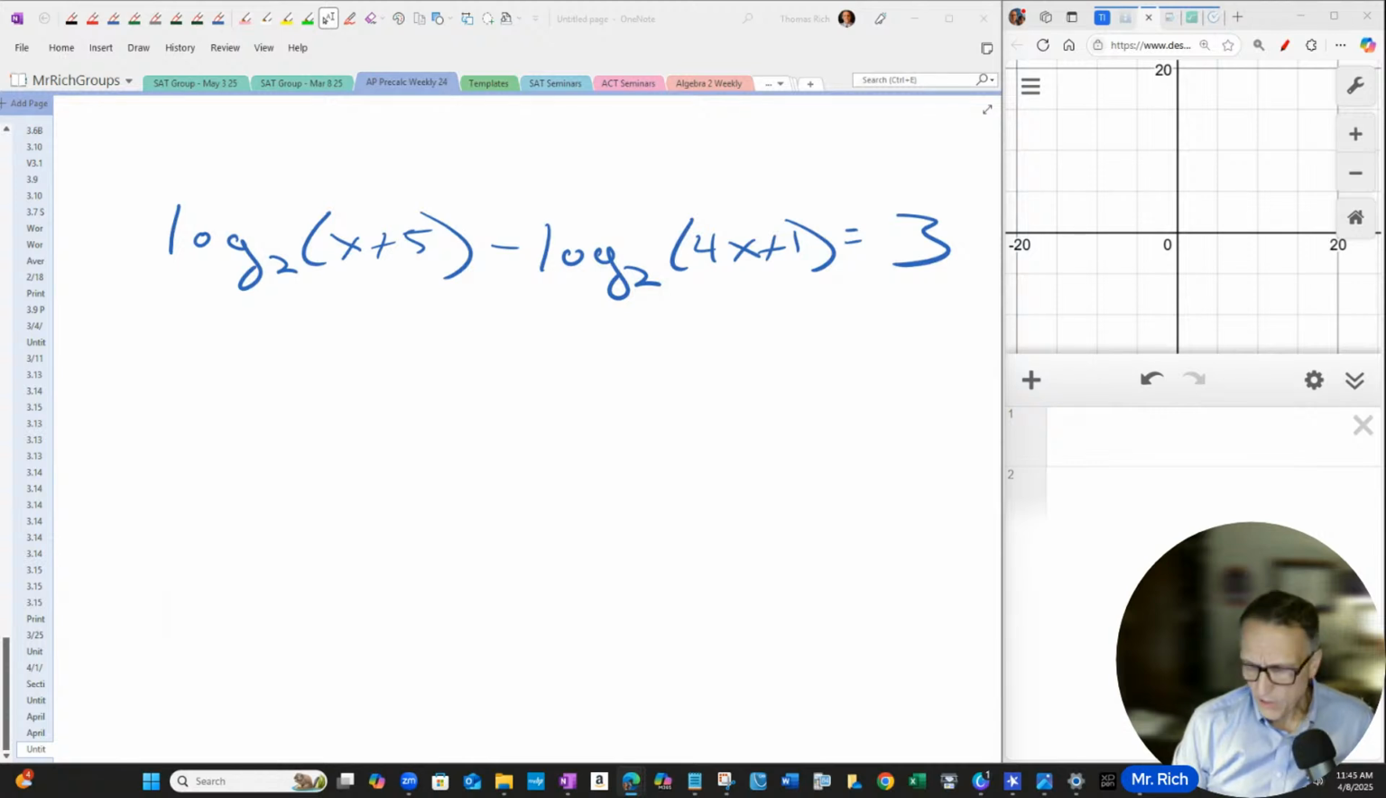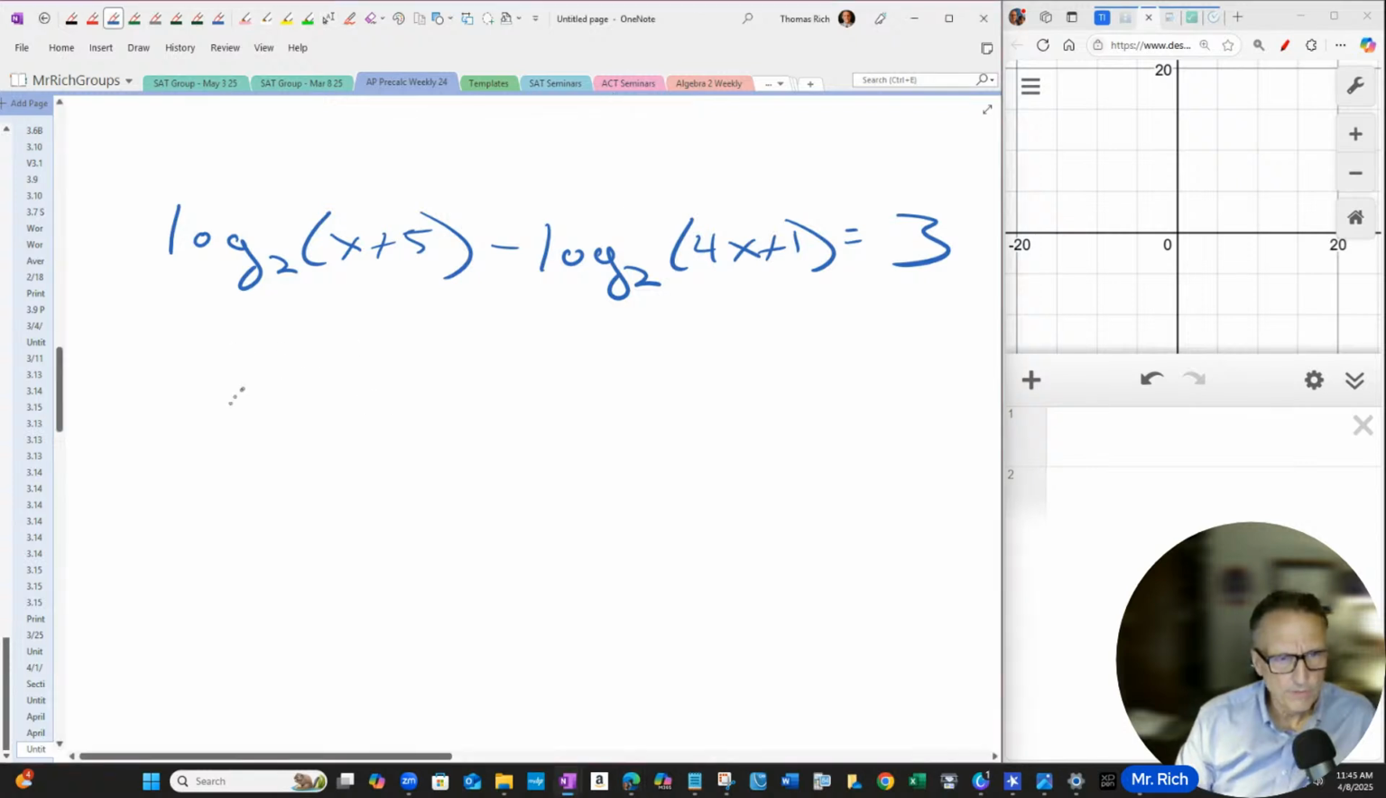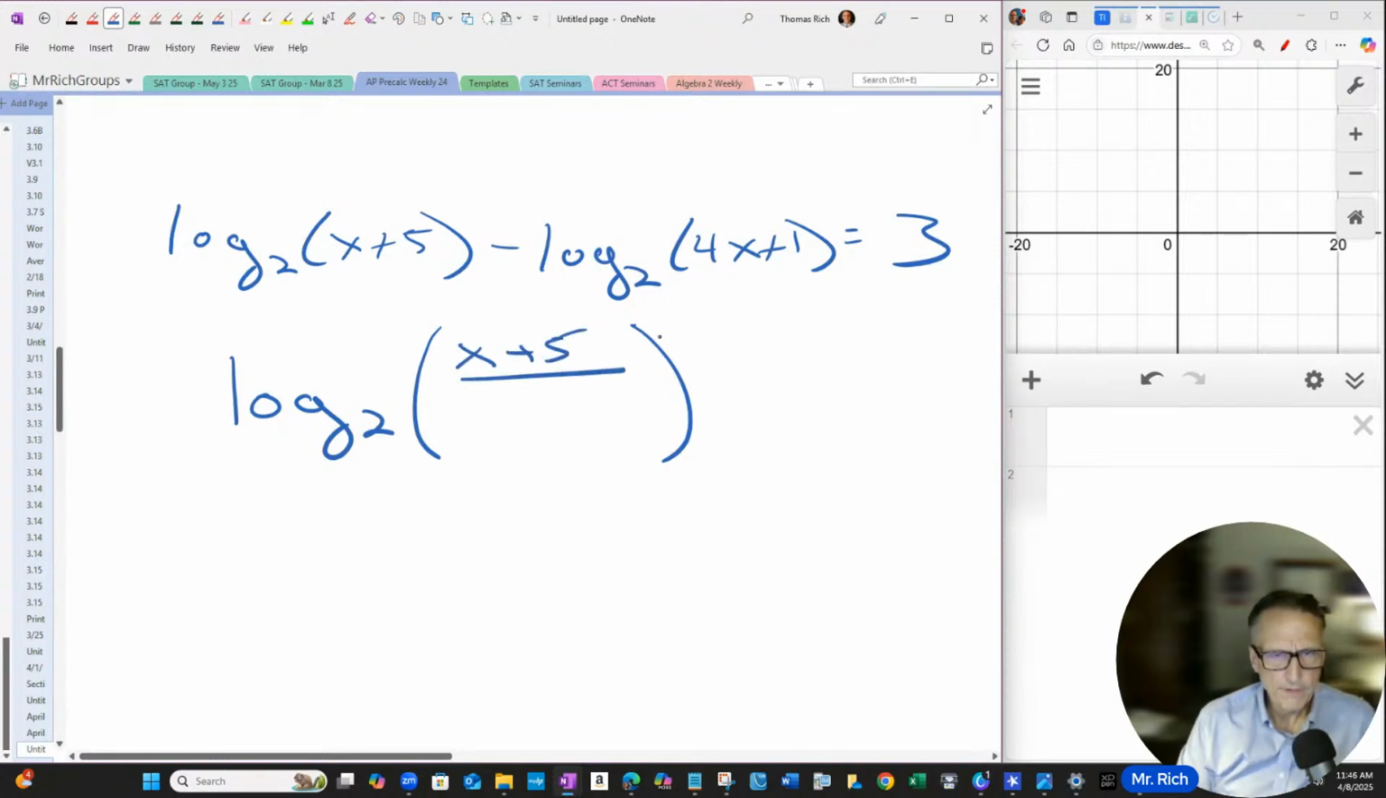All right, it's a logarithm. I've got log base 2, and they are being subtracted. So what I'm going to do is condense these 2 logarithms into a single log by using the quotient rule of logarithms, which says that if I'm subtracting these 2 logs, I could combine them by division in the argument of the logarithm. So I'm going to get log base 2 of x plus 5 over 4x plus 1, and that would be equal to 3.